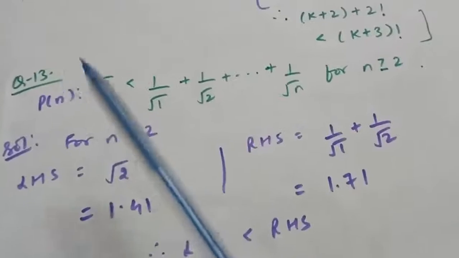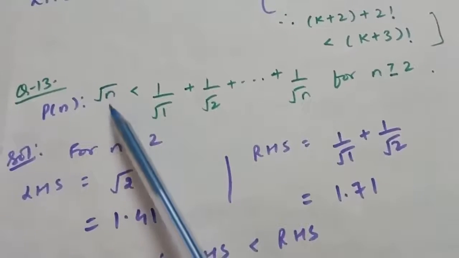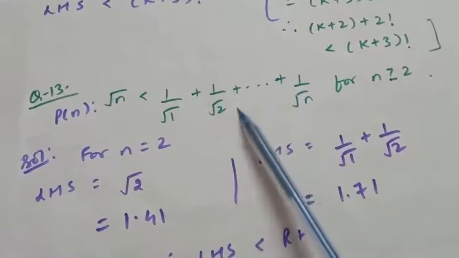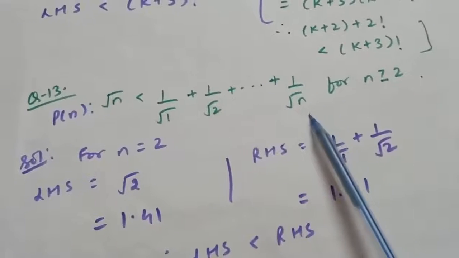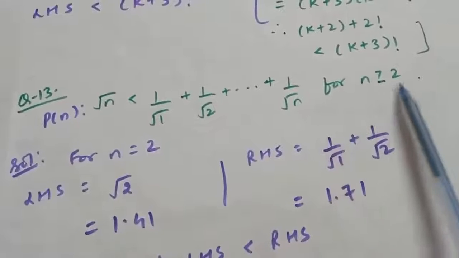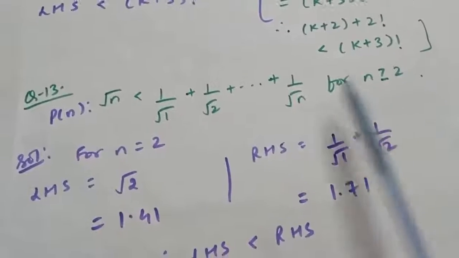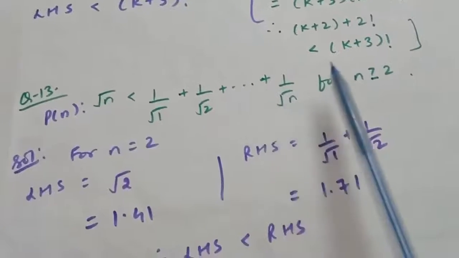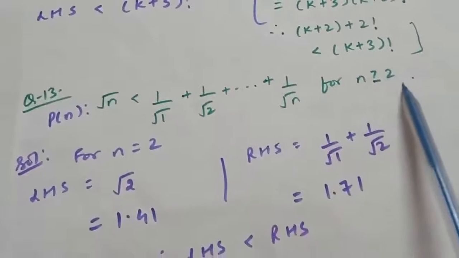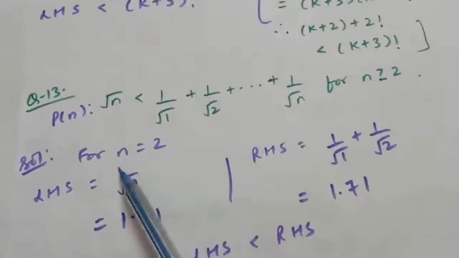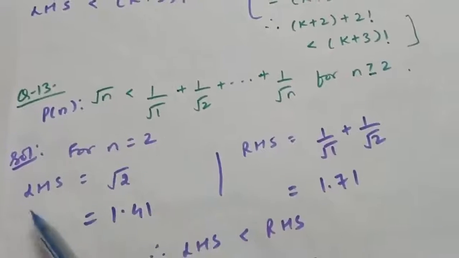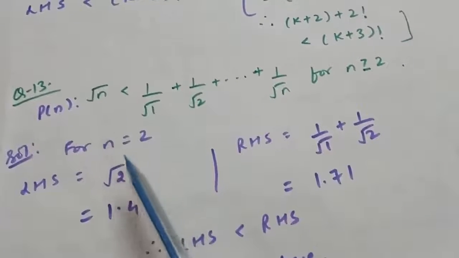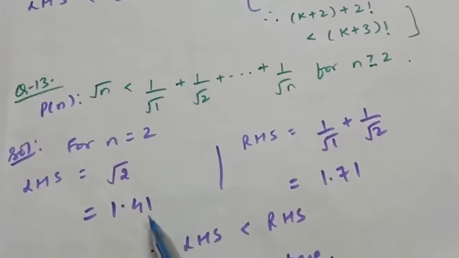Now question number 13 is, the statement is given as root n is less than 1 plus 1 upon root 2 plus so on up to 1 upon root n for n greater than or equal to 2. So first of all, let the statement be P(n). Now because they have given n greater than or equal to 2, we will check for n equal to 2. LHS will be root 2. In place of n we will put 2. So you will get 1.41.